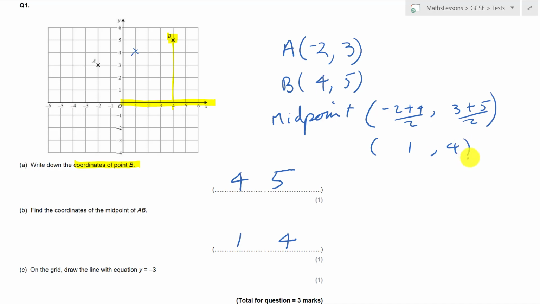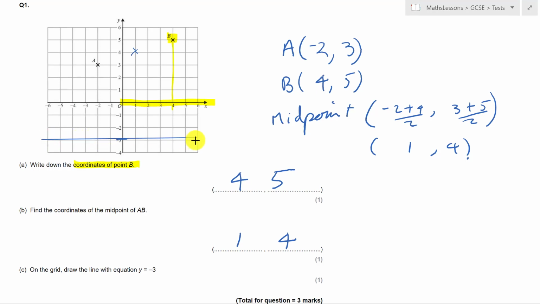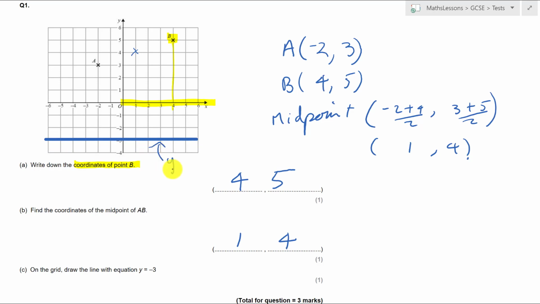And the last part of the question wants us to, on the grid, draw the line y equals -3. Well, we can see the y value is -3, so therefore it will be everywhere along this line where y equals -3.